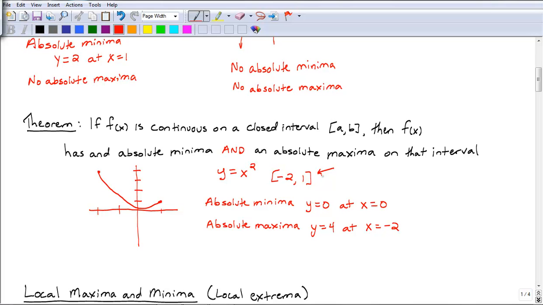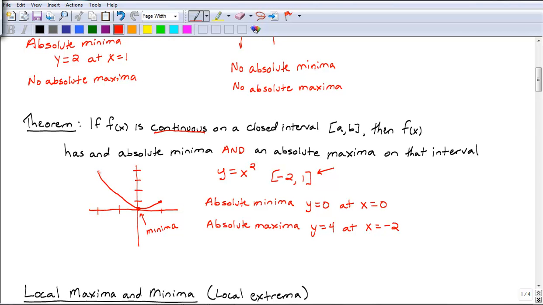So since the function is continuous, that means I don't lift my pencil off the paper when I draw the picture. So if I draw a picture and I don't lift my pencil off the paper, well then there's got to be a biggest place I drew and a smallest place I drew if there's a closed interval. In this case, the absolute minima is y equals 0, and it happens at x equals 0. That's the smallest value possible. And that's something called a local minima. We'll talk about that in a second.